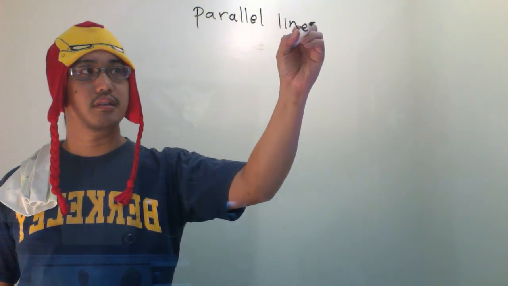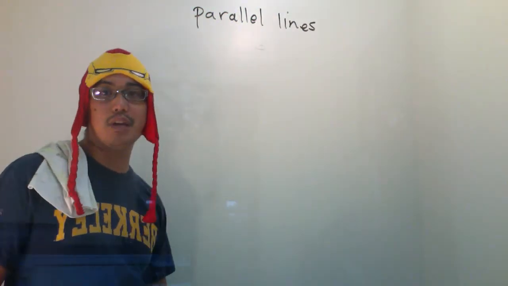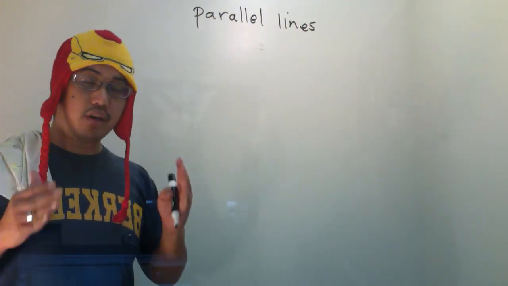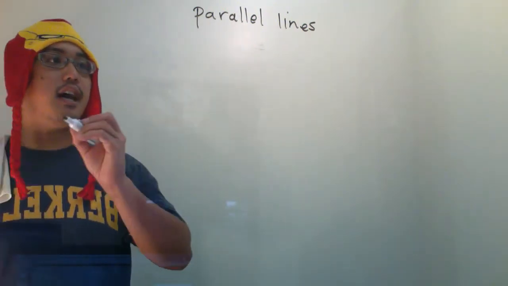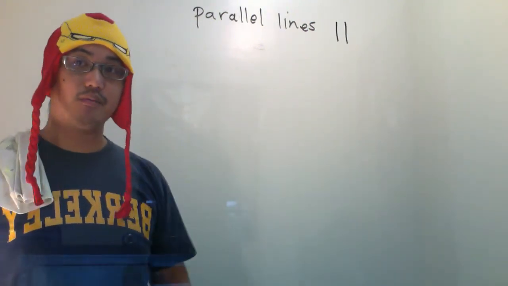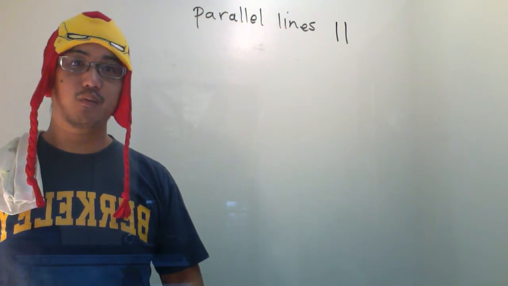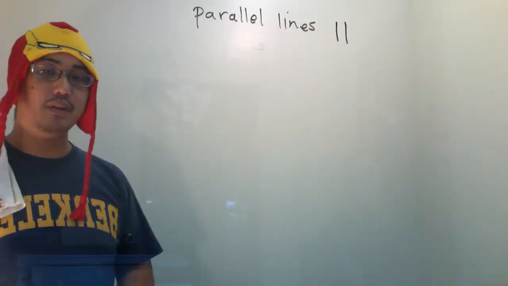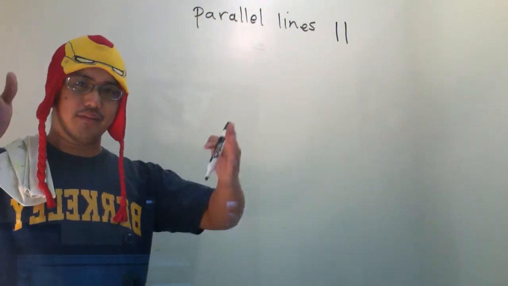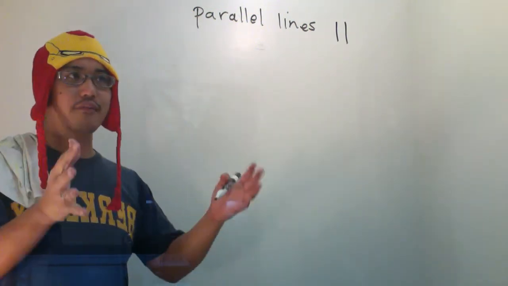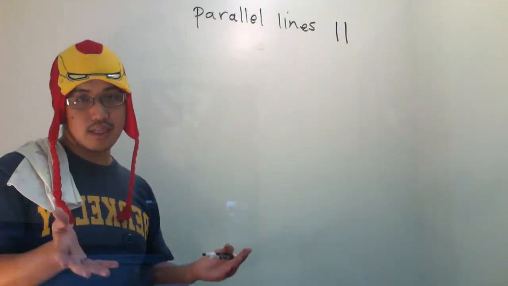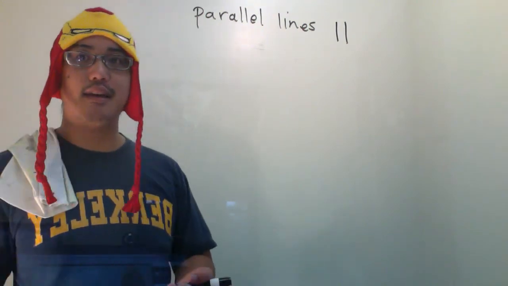Now, parallel lines, you see parallel lines all the time in the real world. Parallel lines are basically two lines that go side by side each other. They don't even need to be right next to each other. The point is they go on forever. If they were to go on forever, they will never touch. That's the parallel line.